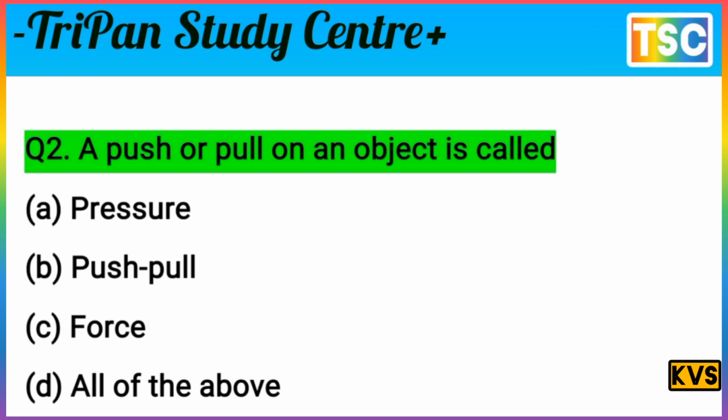The question is: a push or pull on an object is called pressure? No, it is not pressure. Push pull? That is nothing. Only force applies here. It means option C is correct. A push or pull on an object is called force. Option C is correct for this question. Let's see the next question.